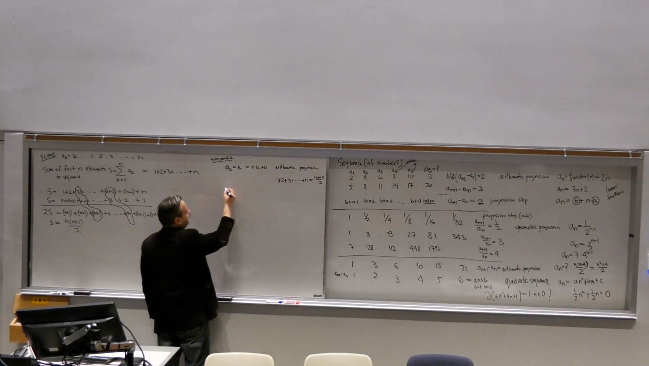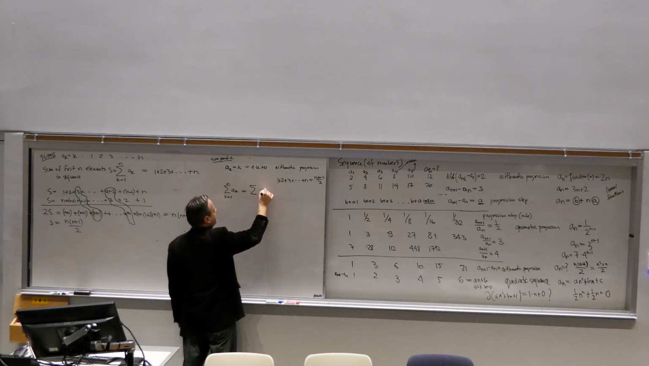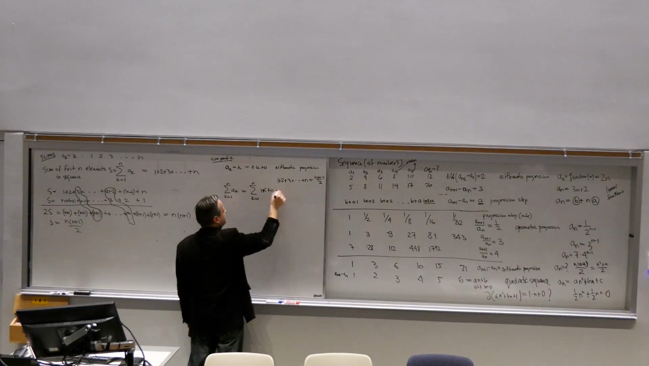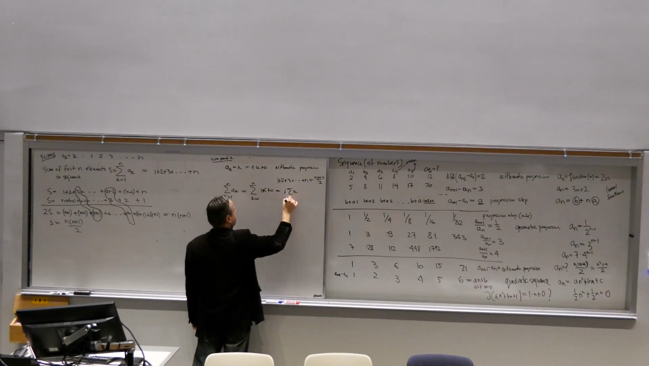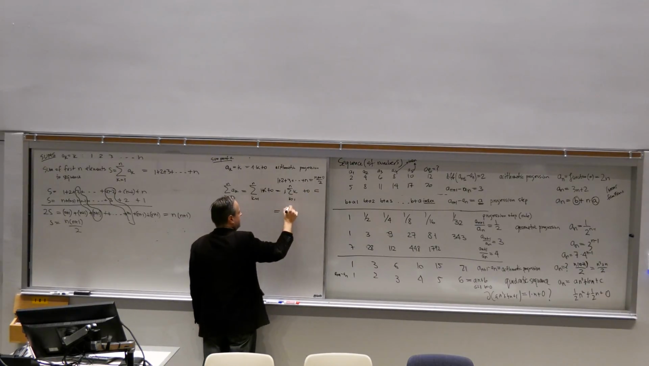The trick is to say, I want the sum of a_k from k equal 1 to n. I'm going to break it into the sum of 1k plus 0 from k equal 1 to n, which is 1 times the sum of the k from k equal 1 to n plus 0. So this is n times.